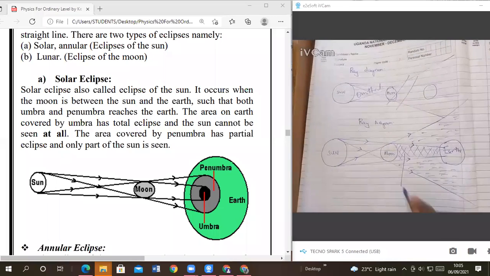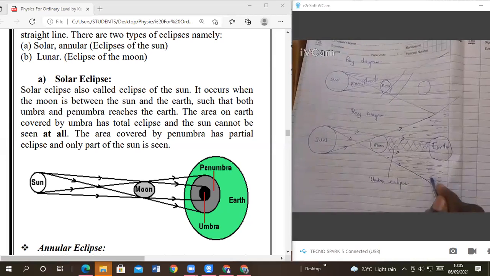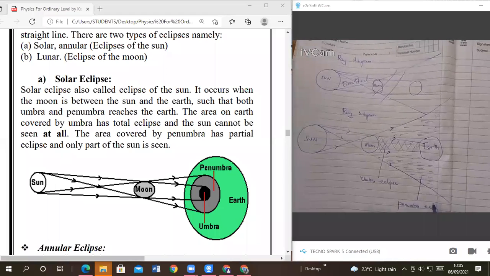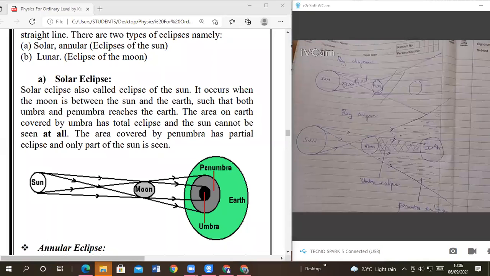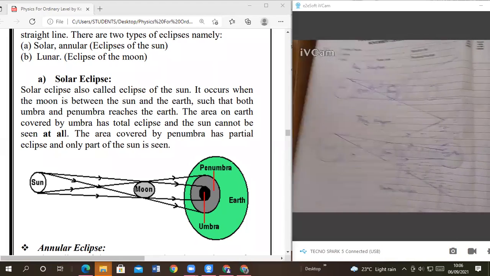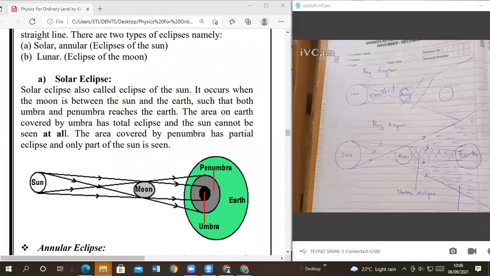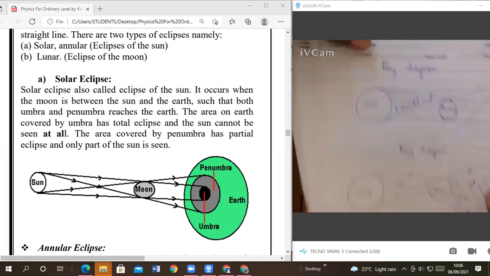So you see that this is it. That one we call umbra eclipse. Then this one is called penumbra eclipse. So that's how the eclipse of the sun, or what we call the solar eclipse, occurs. Are you together, members? Yes, teacher. Then there are also a few things I want you to note from this.